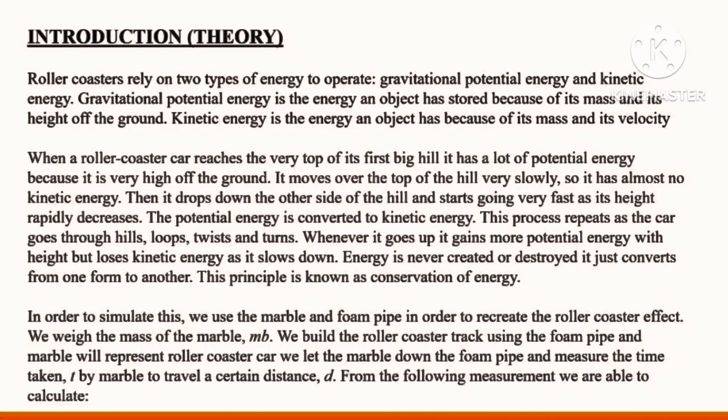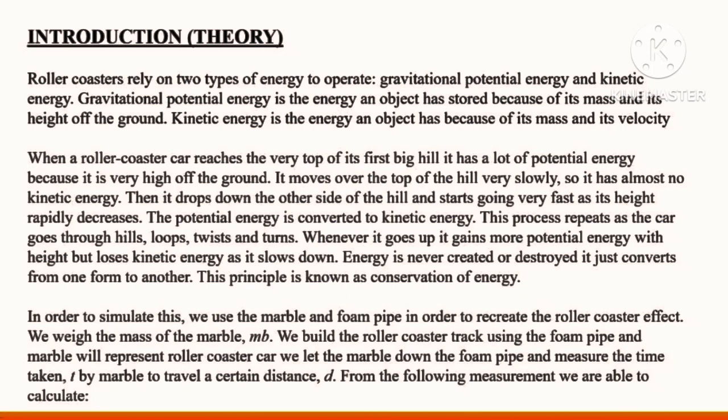Okay, so next we're going to the theory of this experiment. The theory of this experiment is that roller coasters rely on two types of energy to operate. The first one is gravitational potential energy, and the second one is kinetic energy. Gravitational energy is the energy an object has stored because of its mass and its height off the ground. The second one, kinetic energy, is the energy an object has because of its mass and velocity.